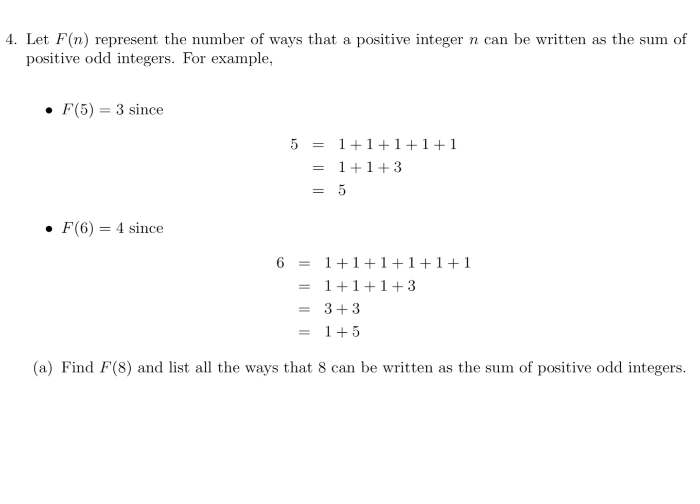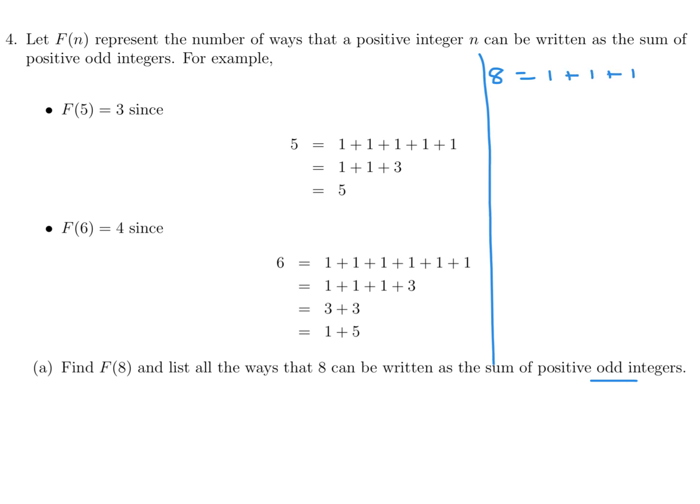Let f(n) represent the number of ways that a positive integer n can be written as the sum of positive odd integers. For example, f(5) is 3 and f(6) is 4. Find f(8) and list all the ways that 8 can be written as the sum of positive odd integers. Okay, so 8 can be written as a sum of just ones, right?